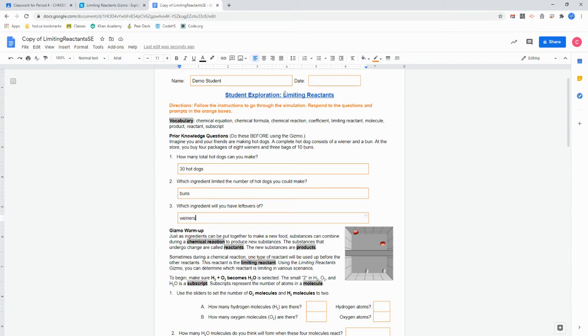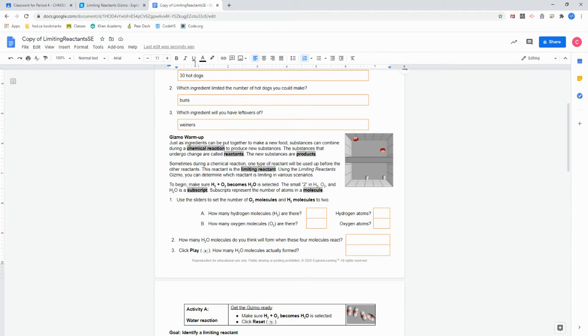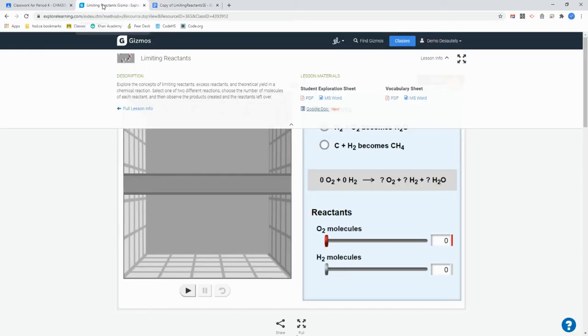And just taking it one step further now, deciding which of the reactants is going to run out. And that is called the limiting reactant, or in this case, the limiting ingredient. Okay, so now we're going to move into the Gizmo.